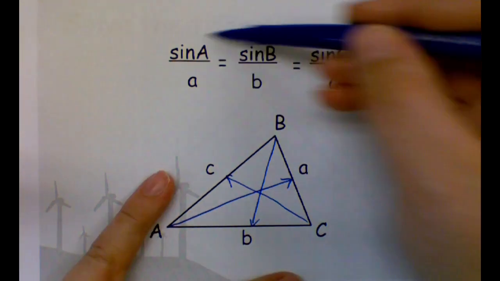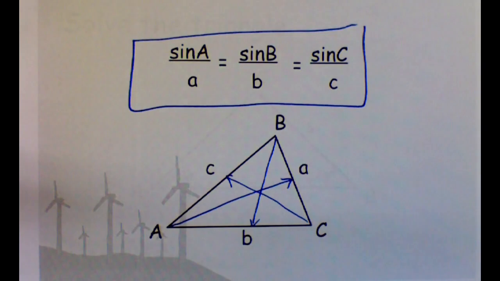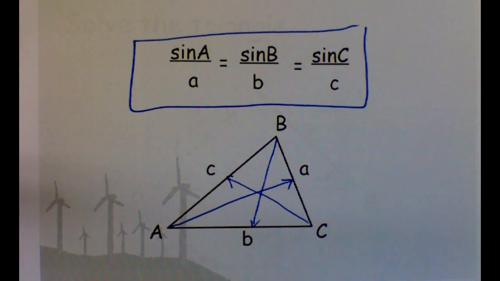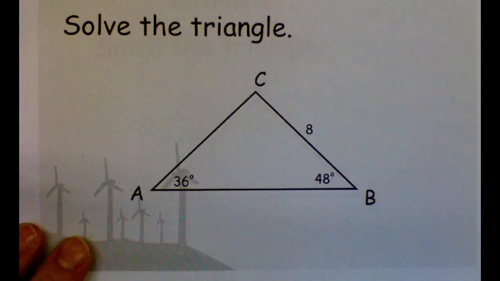And the law of sines is that the sine of angle A over side a is equal to the sine of angle B over side b, which is also equal to the sine of angle C over side c. So let's look at how that works out.